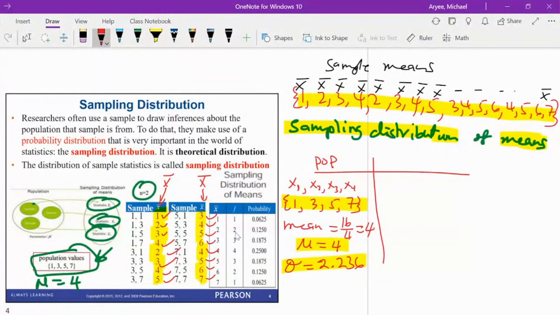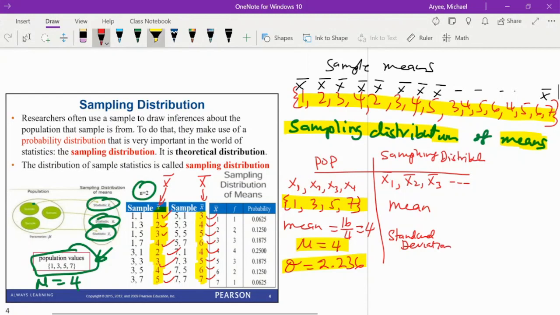Now, for the sampling distribution, that's all these numbers, x bar 1, x bar 2, x bar 3, up to whatever that is, right? Now, the question is, what is the mean of this group, and what is the standard deviation of this group? Because every number here is a sample mean, the standard deviation here has another name. It is called standard error. So the standard error is the standard deviation of the sampling distribution.